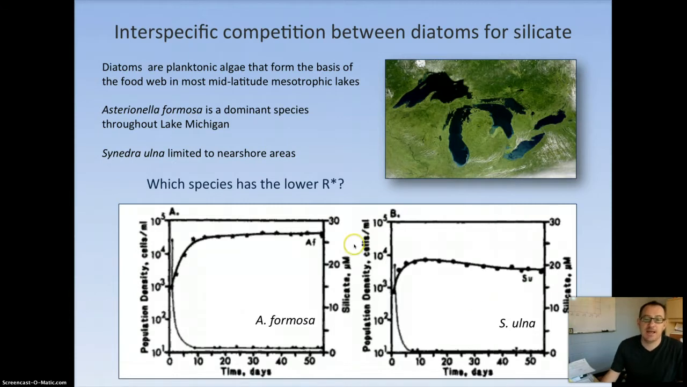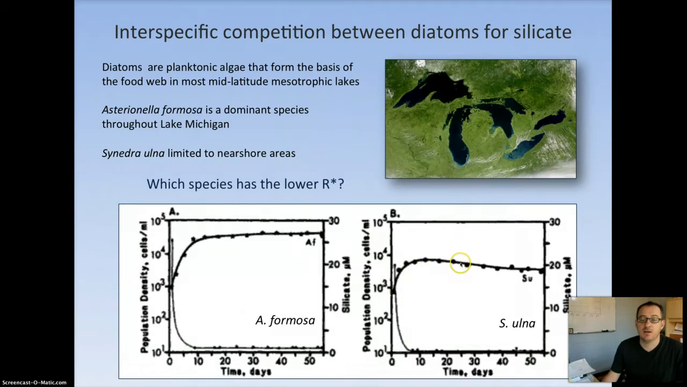Here we note that both of the populations are able to grow. We see these solid black lines here. This is A. formosa on the left-hand side, increasing its density and eventually effectively leveling off to a constant density. All the while, the silicate resource, shown in the slightly thinner black line here, is decreasing down to a low but non-zero value. On the right-hand side, we see a similar situation for S. ulna. In these panels A and B, the two species are not competing with each other. They just have access to the resource by themselves.